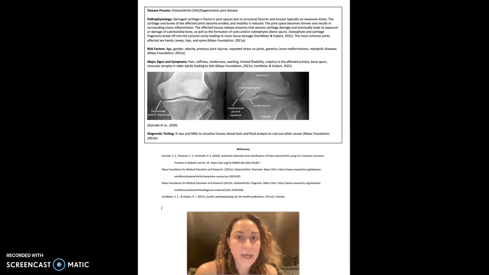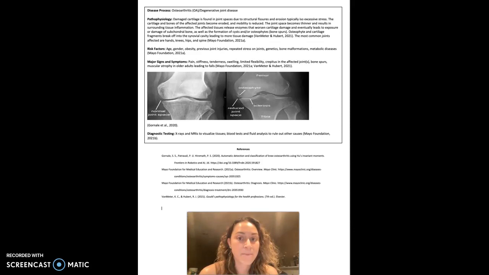Risk factors for OA include age. Increasing age is probably the main risk factor. Gender, for some reason, females are more likely to develop OA. Obesity, the extra weight on a person's joints adds extra stress. Previous joint injuries, repeated stress on joints, whether this is through somebody's job, people that work with heavy machinery, or a lot of us nurses are at risk of developing OA.